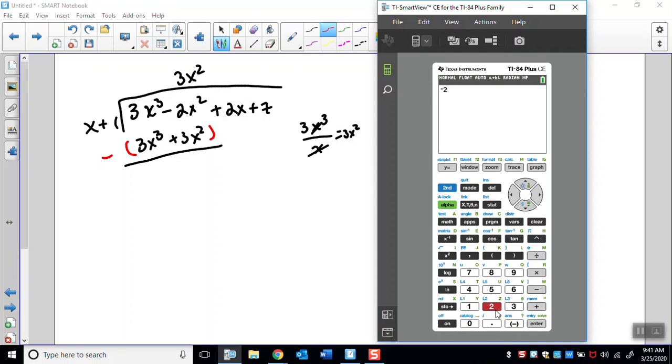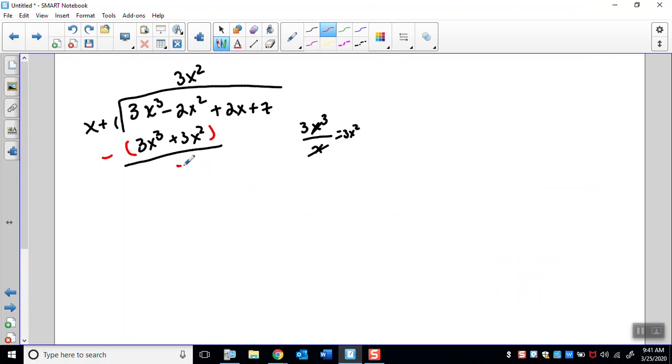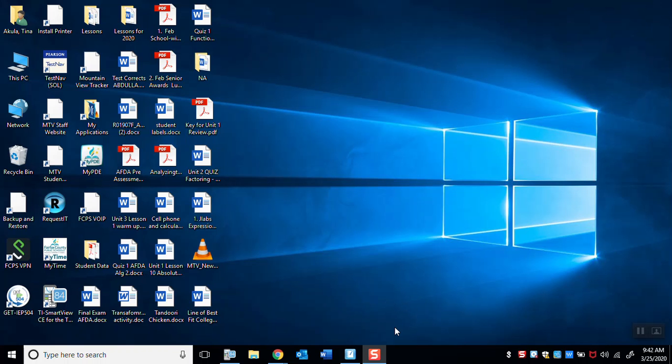Negative 2 minus 3 is negative 5. Negative 5x squared.